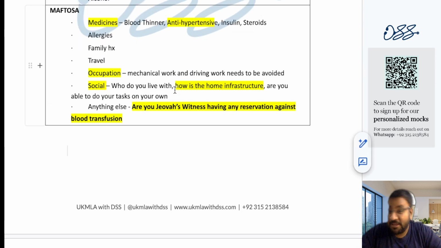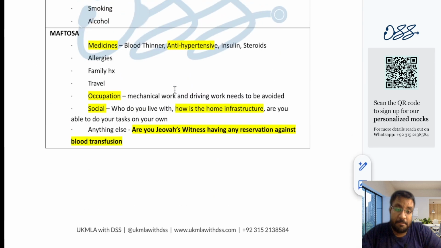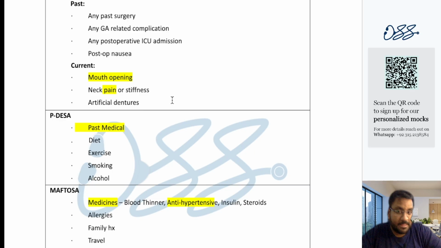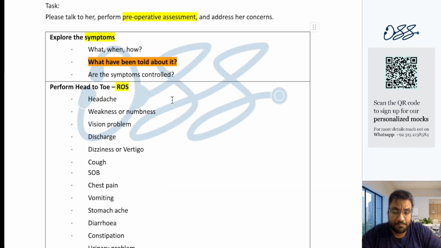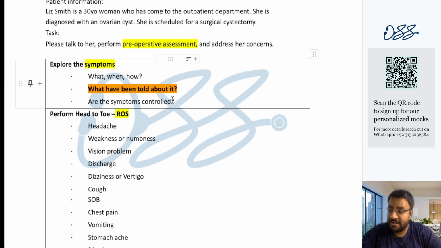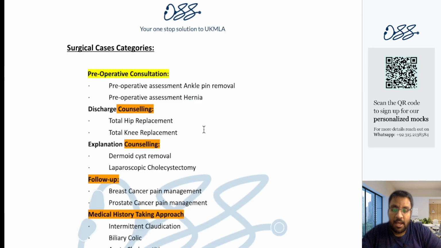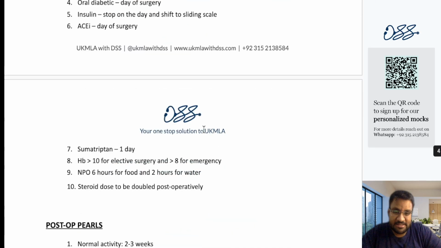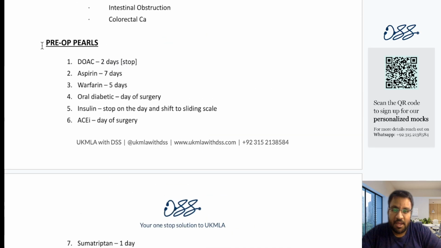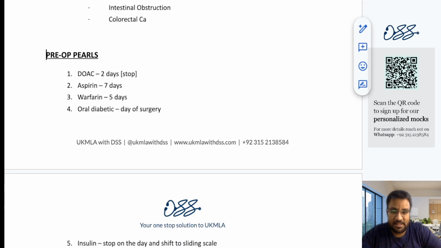Very rarely it may show up in the exam, but you don't want to take any risk. You want to make sure that you are very well prepared. So this is the structure for you. I hope I have explained it to you very clearly, and let's just move on to a few important things that you should be aware of when it comes to the surgical cases.